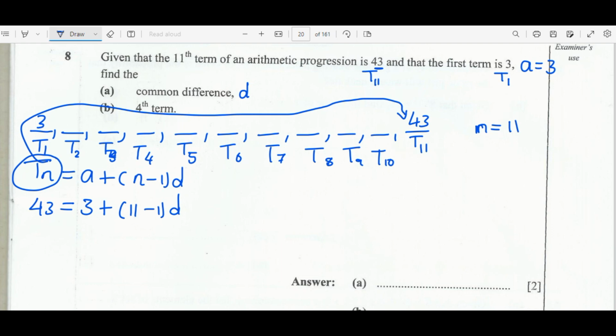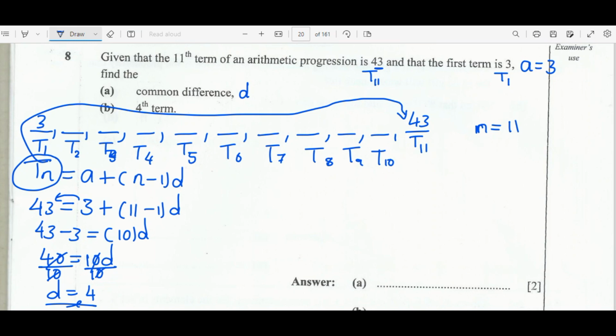So we can shift 3 to the left side, and the sign will change from positive to minus 3. Then 11 minus 1 is 10 multiplied by d. 43 minus 3 will give us 40. 10 times d will give us 10d. So to isolate d, we divide by 10. Also here we divide by 10. So d is equal to 4. Which means that to each term, 4 was added to form the next term.